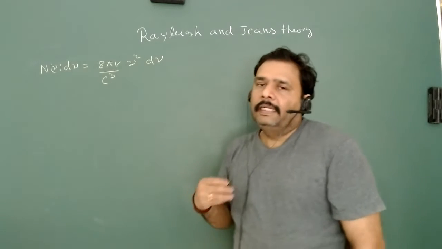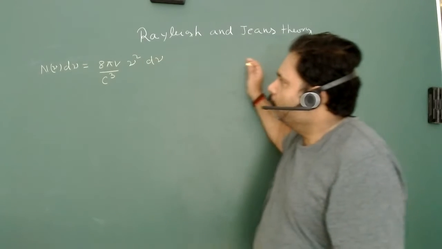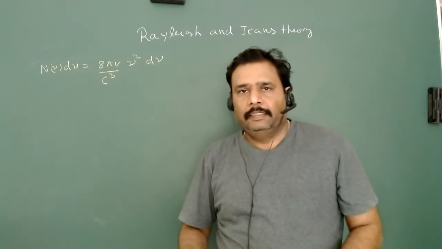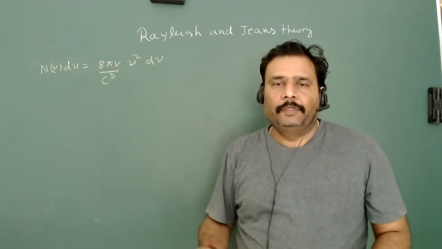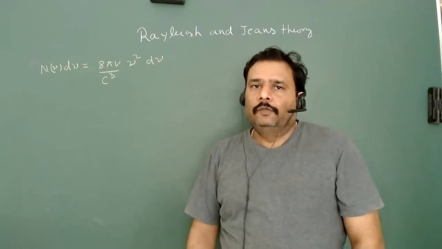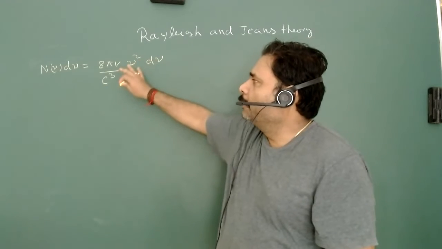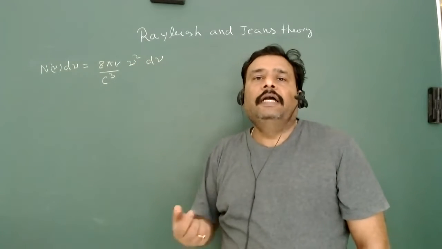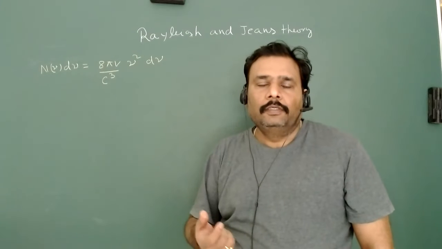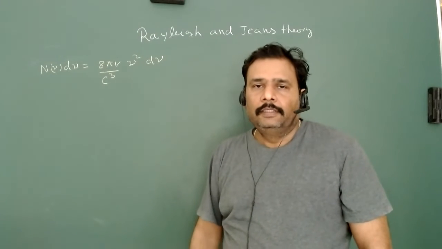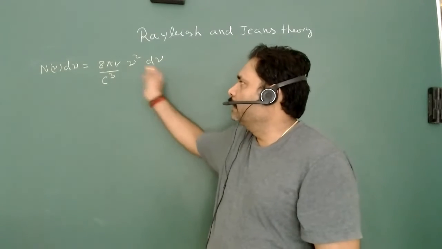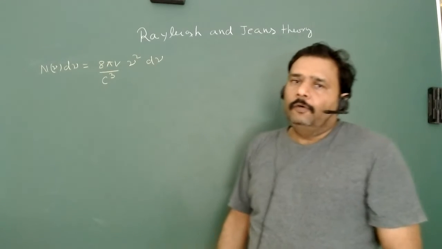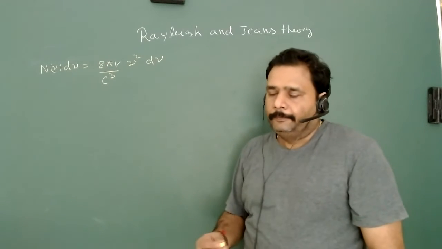Now, what will be the next target? Next, we have to include the energy. What should be that energy density, that energy per unit volume? So this is all about the number of modes. If we multiply with the average energy of every mode, then we can get the solution for what the energy variation with frequency will be. So what is the trick behind that?